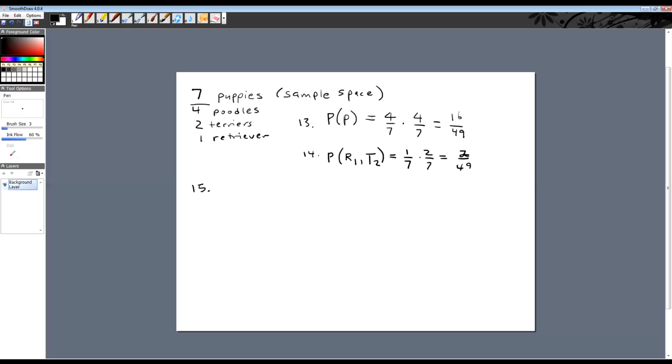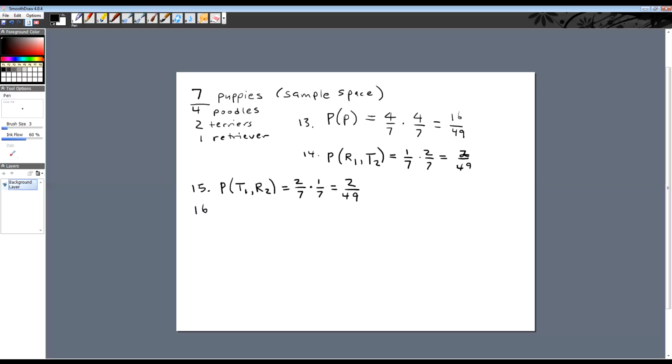Problem 15, Rebecca selects a terrier and Aaron selects a retriever. So the probability of a terrier being selected as the first one and a retriever as the second one. Once again, this is 2/7 times 1/7, or 2/49. It's the same as the probability in the previous problem.